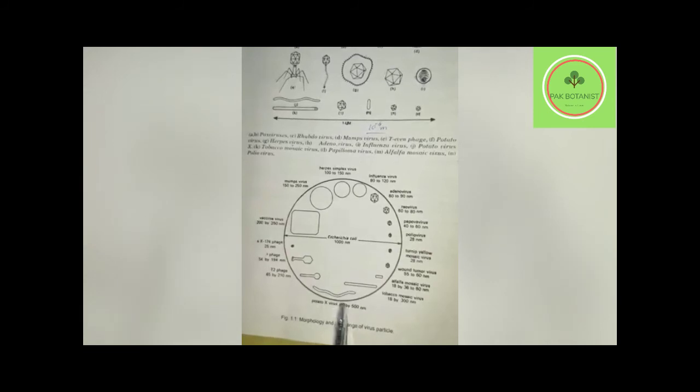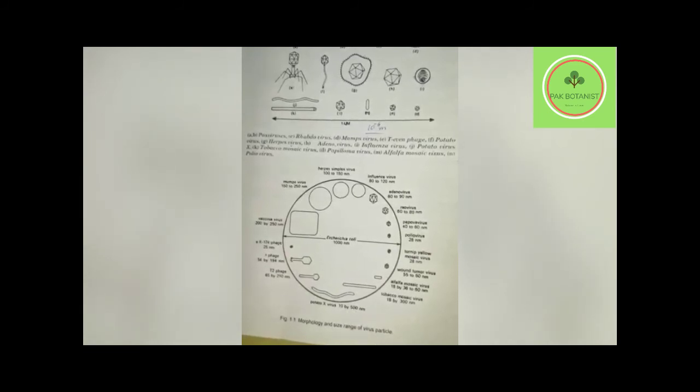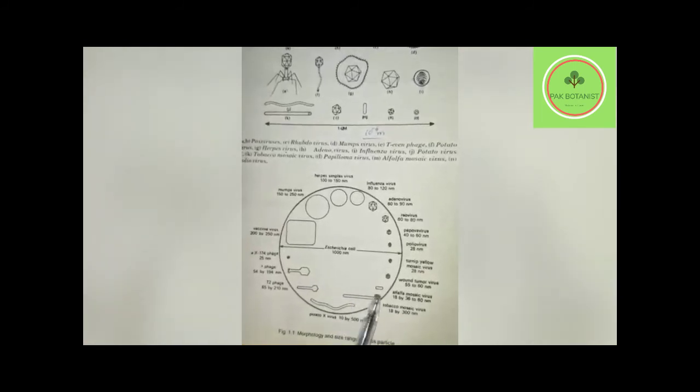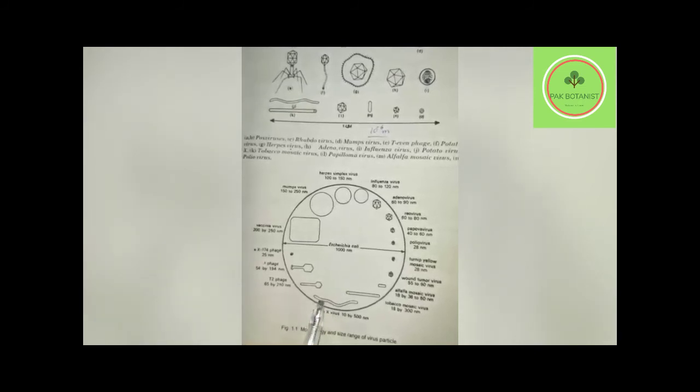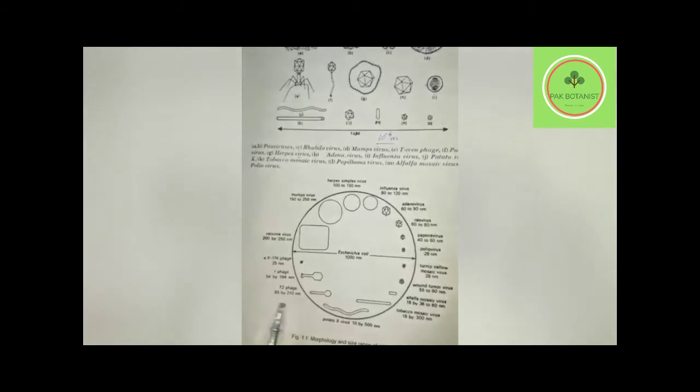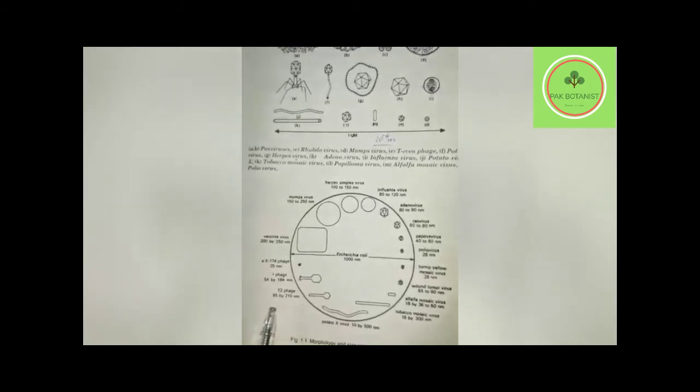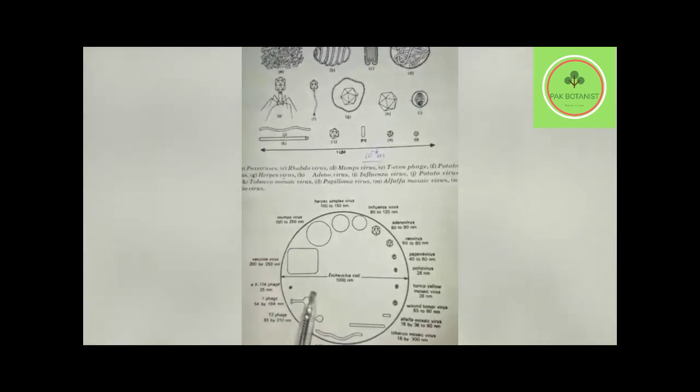Next comes the turnip yellow mosaic virus, which causes mosaic in the turnip, and it is 28 nanometer. Then comes the wound tumor virus, 55 to 60 nanometer. Alfalfa mosaic virus, 18 to 36 to 60 nanometer. Tobacco mosaic virus, 18 by 300 nanometer. Then potato X virus, 10 by 500 nanometer. Then T2 phage, which is 65 by 210 nanometer.